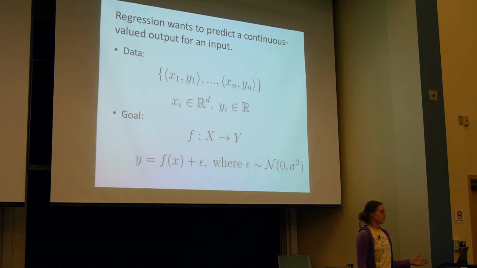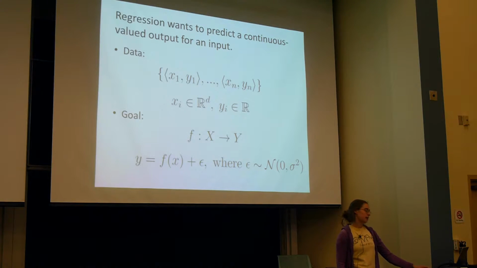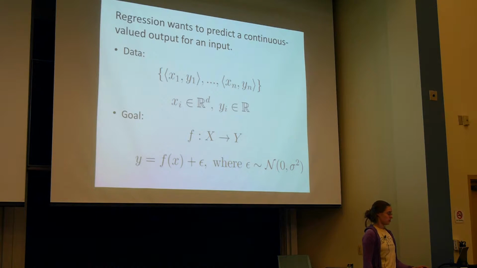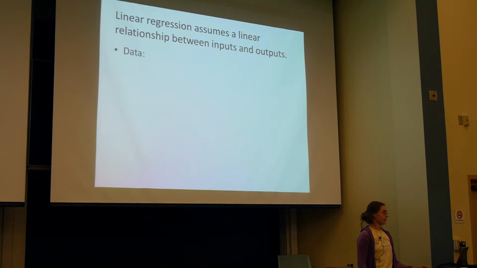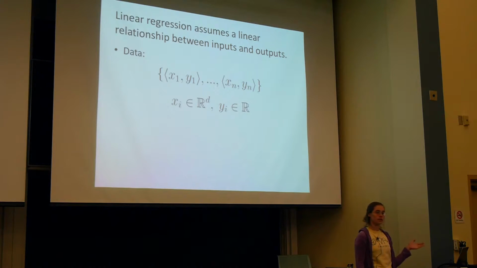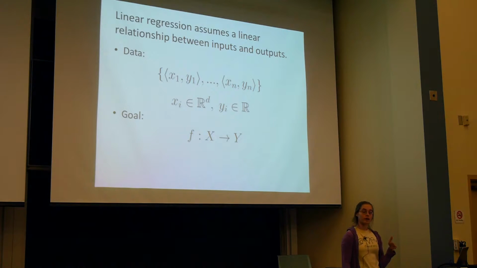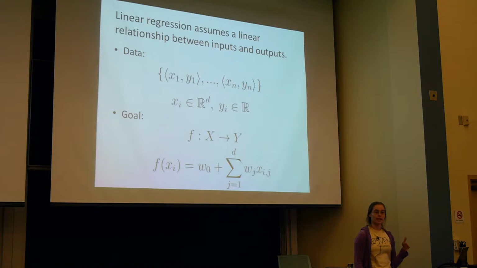And in the regression setting, to do this, you assume that your output y is some deterministic function of x plus some zero mean noise. Typically you assume it's Gaussian. For the specific case of linear regression, we assume a linear relationship between inputs and outputs. That is, we have the same kind of data as the general regression setting. Again, we want to learn this function that maps our inputs to our real valued output. But now we assume that this function f is a linear function of the inputs.